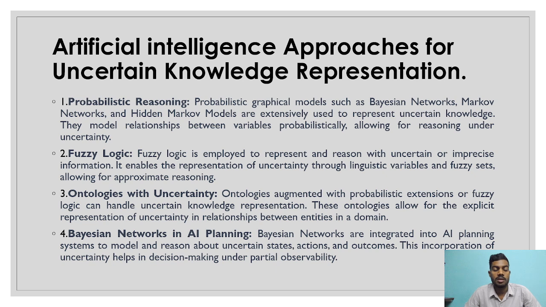Bayesian models in artificial intelligence planning. Bayesian networks are integrated into artificial intelligence planning systems to model and reason about uncertain states, actions, and outcomes. This incorporation of uncertainty representation helps in decision making under partial observability.